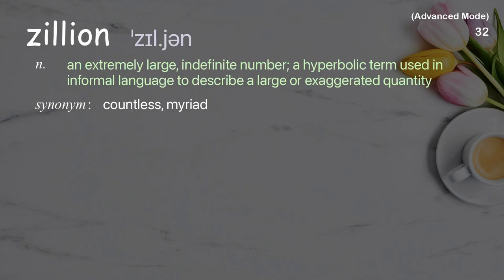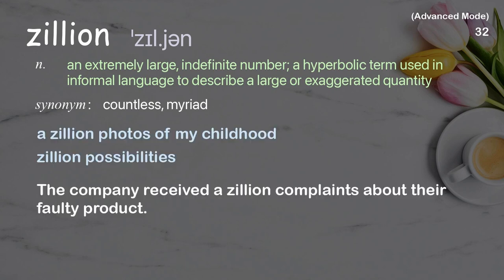Zillion. An extremely large, indefinite number; a hyperbolic term used in informal language to describe a large or exaggerated quantity. Examples: A zillion photos of my childhood. Zillion possibilities. The company received a zillion complaints about their faulty product.